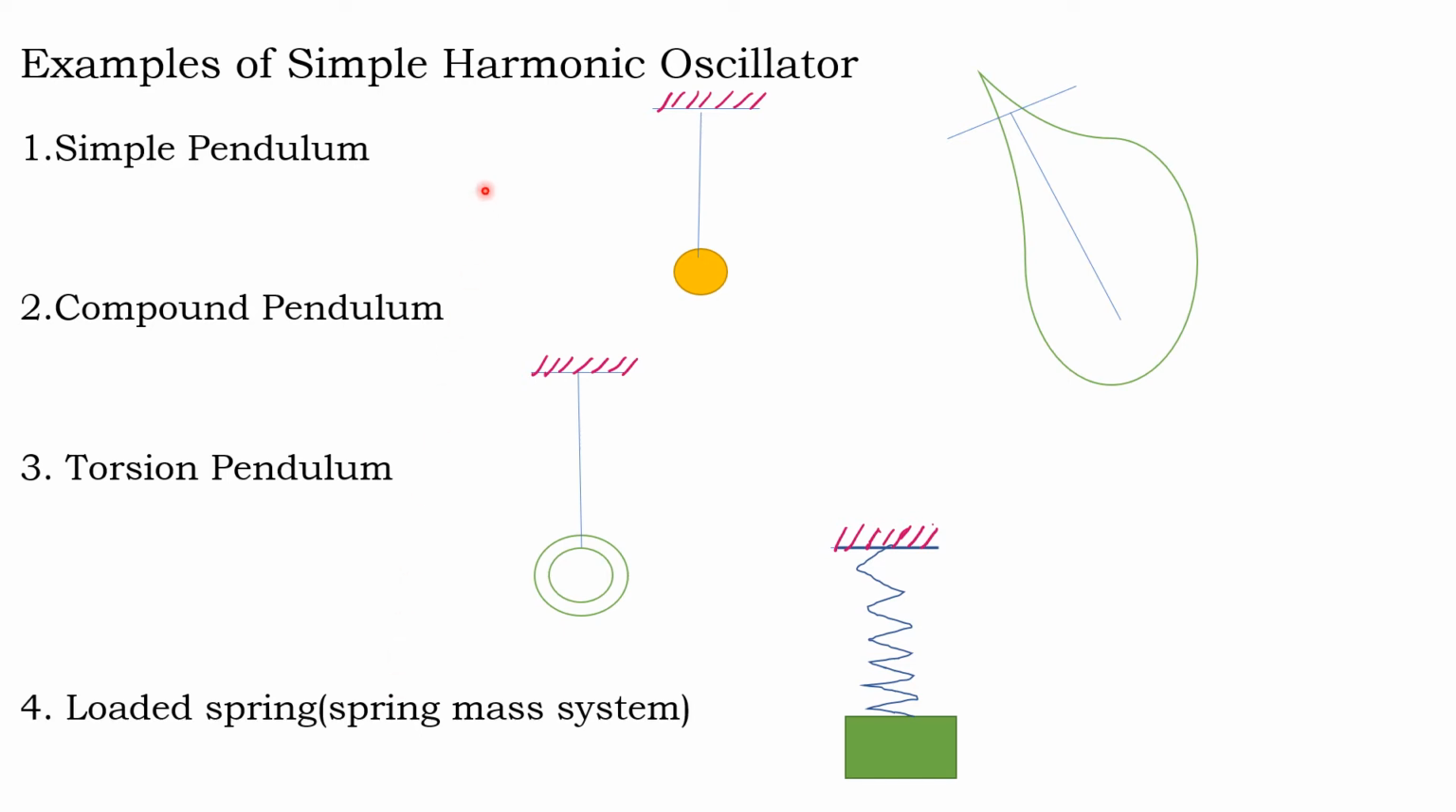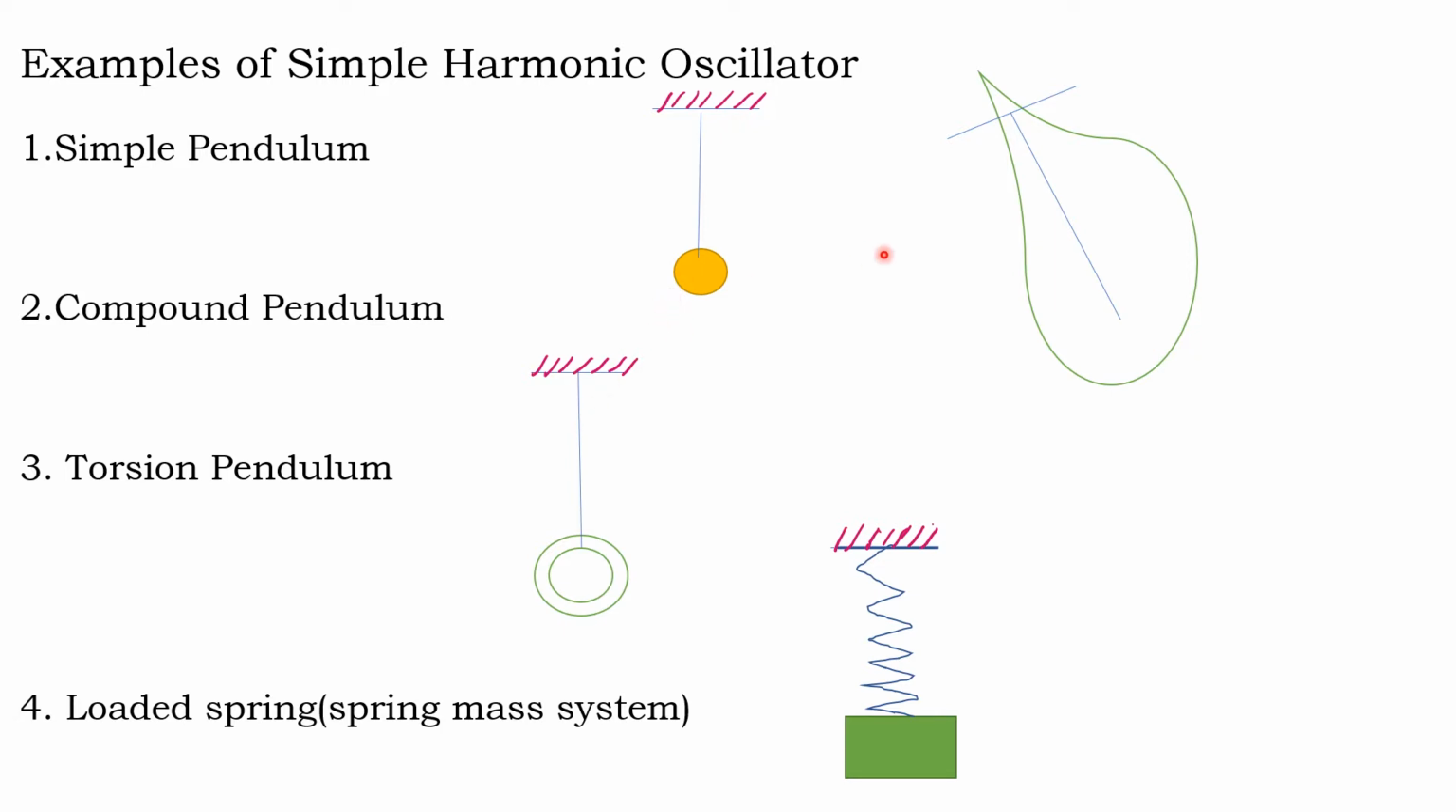Dear students, the next topic is the examples of simple harmonic oscillators. The first example is a simple pendulum. A simple pendulum consists of a heavy bob, ideally a point mass, suspended by an inextensible weightless string from a point in a rigid support.